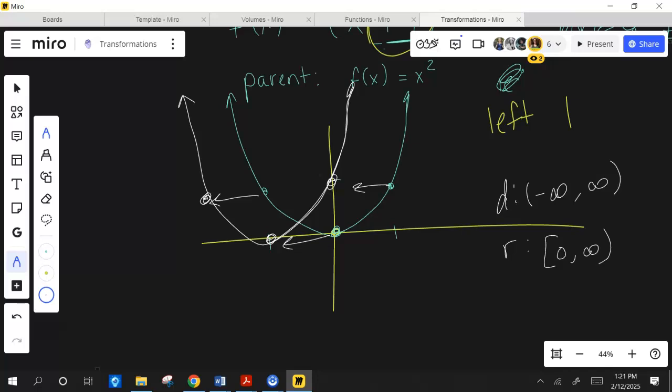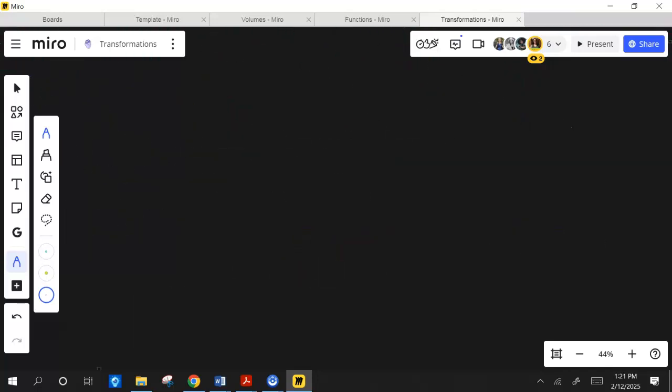If it was left, you put another plus on the outside. Yes. All right, let me show you one more and let me combine them. There's not a C. It's just left, right, up, down. This is a combination.